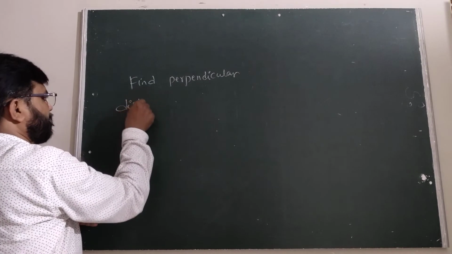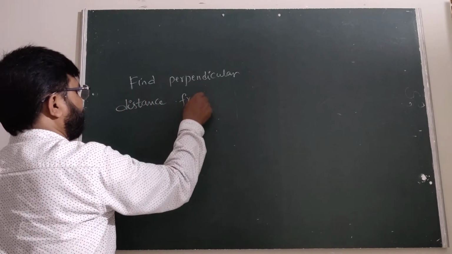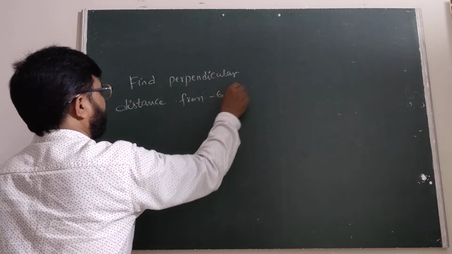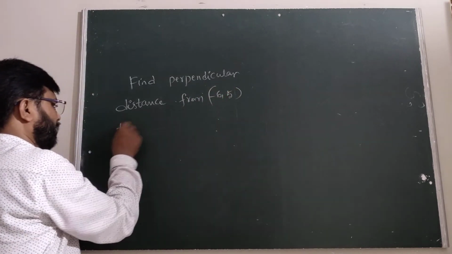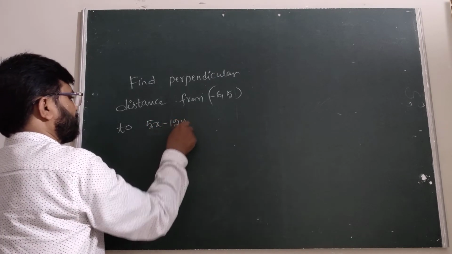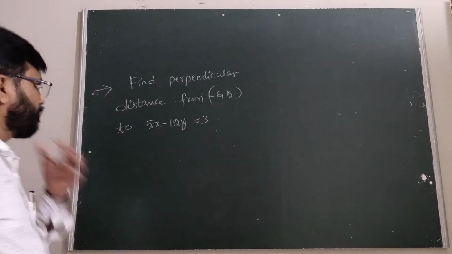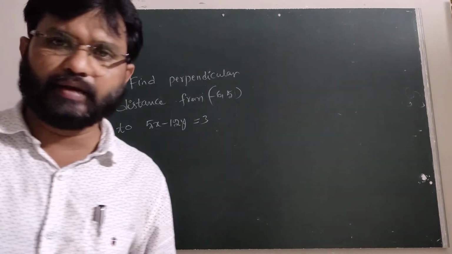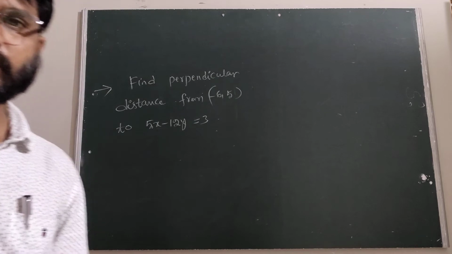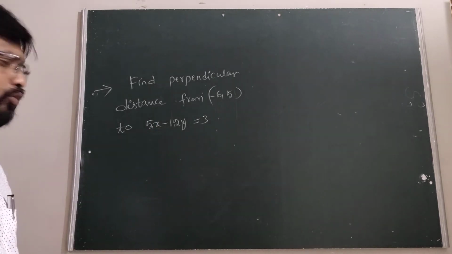Perpendicular distance from the point (-6, 5) to the line 5x - 12y = 3. Find the perpendicular distance from the point (-6, 5) to the line 5x - 12y = 3.